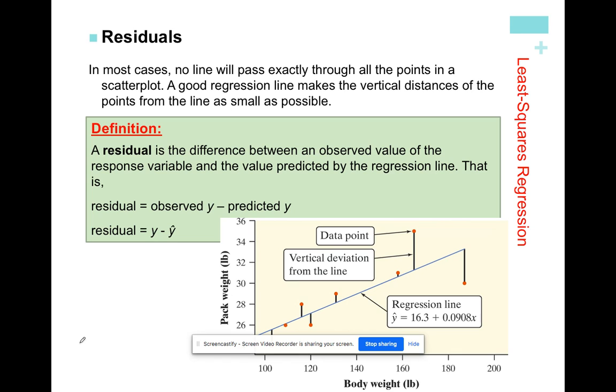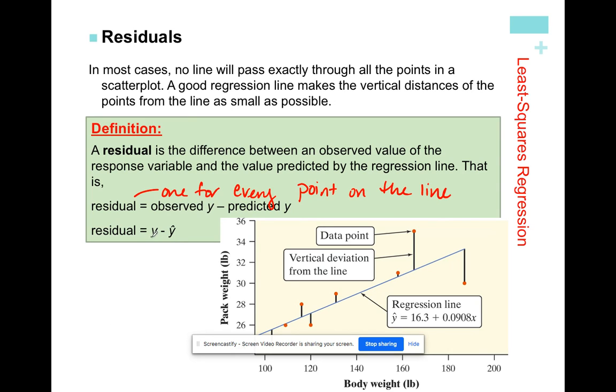And so a residual is just the difference between the actual y values and the predicted y values. So essentially the vertical distance between the data point and the line. So when you calculate your residual, there is a residual for every point on the line. And it's your observed minus your predicted y value, or y minus y hat value.